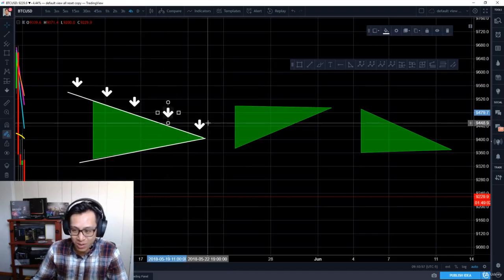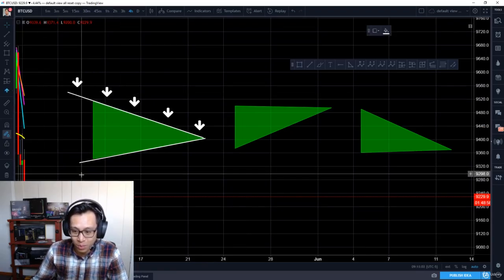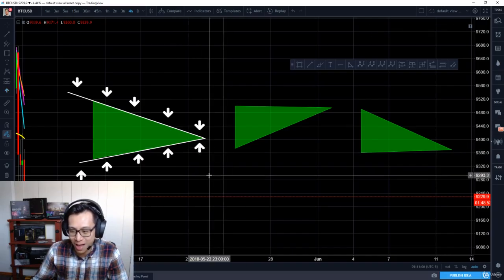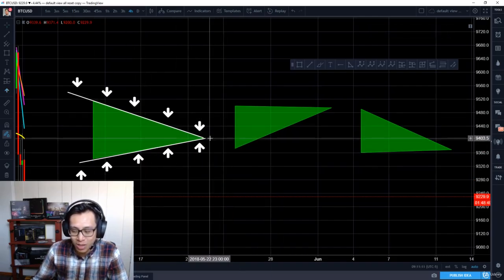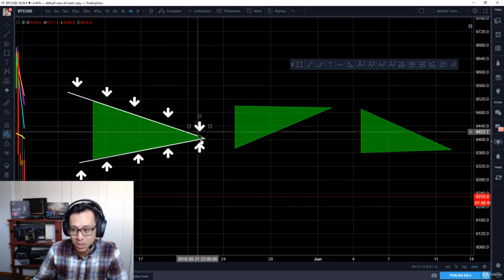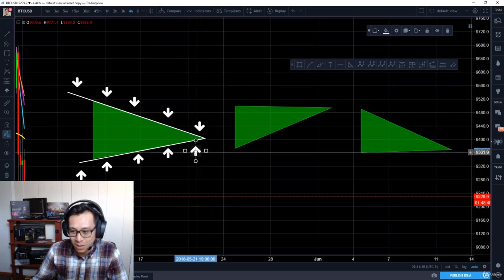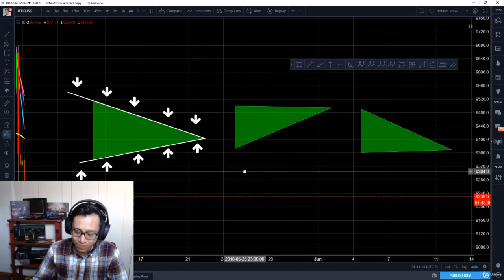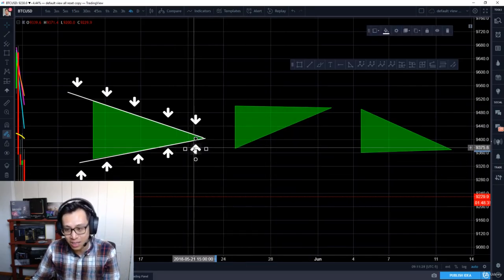So the bears keep wanting to push down. But guess what the bulls want to do? The bulls want to push up. And eventually, one of them is going to win when it gets closer and closer to these converging lines where the apex is. Sometimes the bulls will win and it'll go upwards. Sometimes the bears will win and it will go down. Now, this one is very tricky to play. The way that we play these is like this.